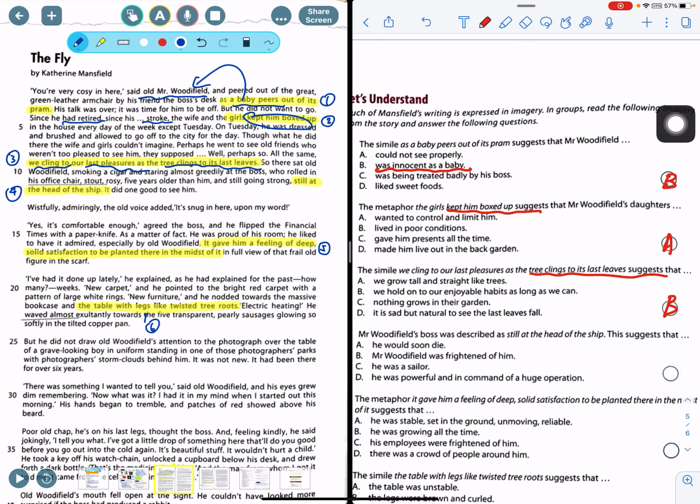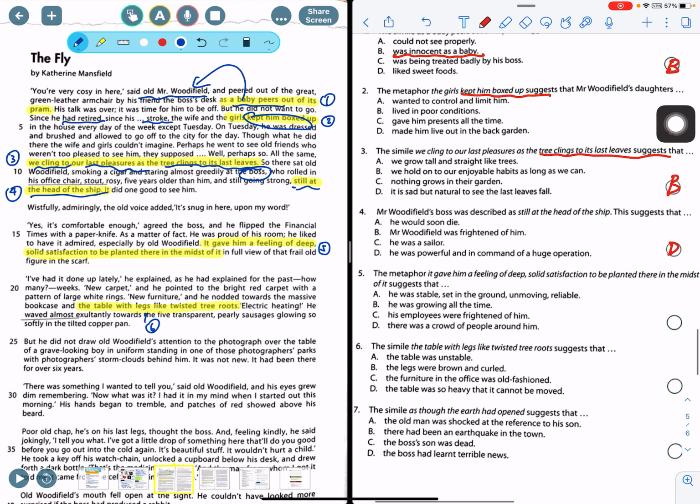Alright, and the next one: what he did was staring greedily at the balls, and rolled in his office chair, and still going strong, still at the head of the ship. At the head of the ship, very obvious. Someone who's in charge, someone in a powerful position, right? So powerful, in command of a huge operation. So this one is top. This one is obvious, head of the ship, right?